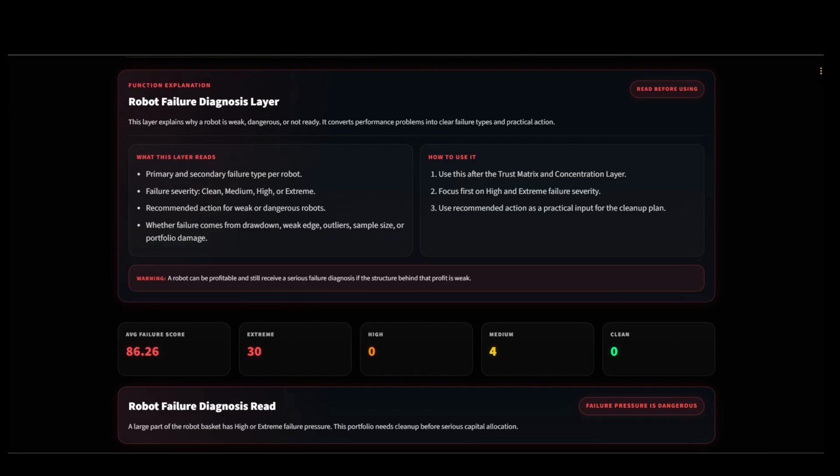Then the workflow moves into the robot failure diagnosis read itself. And this acts like a full structural health warning for the basket. The framework now evaluates whether the combined failure pressure across the account has reached dangerous levels. And in this example, the workflow clearly identifies that a large portion of the portfolio suffers from high or extreme failure pressure, meaning the portfolio may still contain profitable systems, but too many of them are structurally unstable underneath. So the framework recognizes that before scaling, before allocation, and before serious deployment, the basket first requires cleanup, risk reduction, and structural filtering. And this becomes one of the most realistic layers inside the entire workflow.